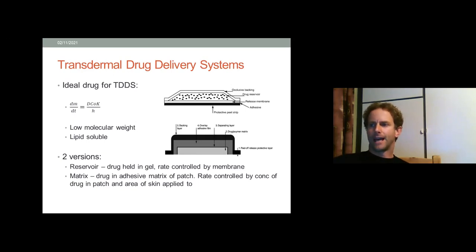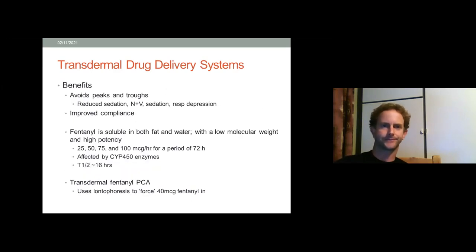And from the pharmacological properties of drugs, they need to be very lipid soluble and have a low molecular weight. So all the drugs we have that are used, so mainly fentanyl and buprenorphine, have a low molecular weight, less than 500 daltons, and that's just to allow them to get across the skin.